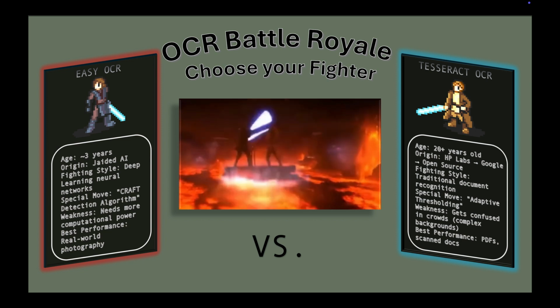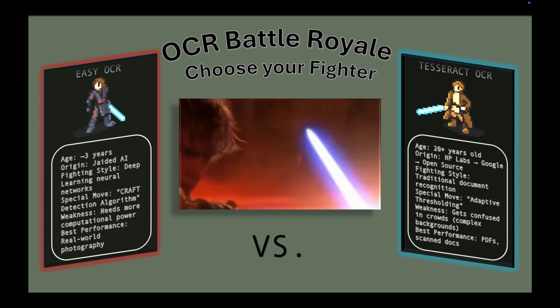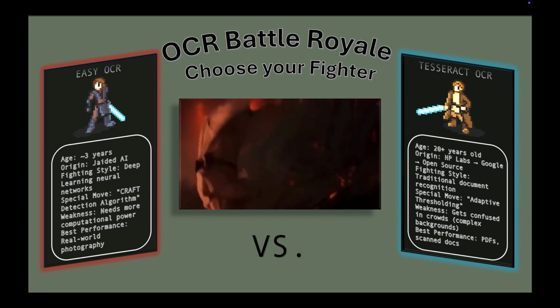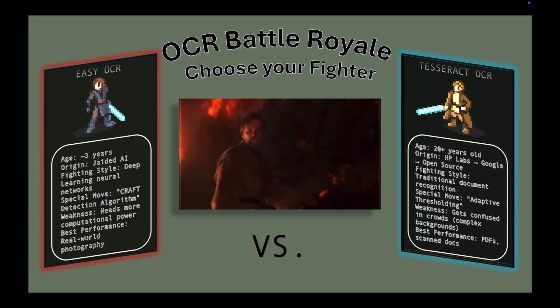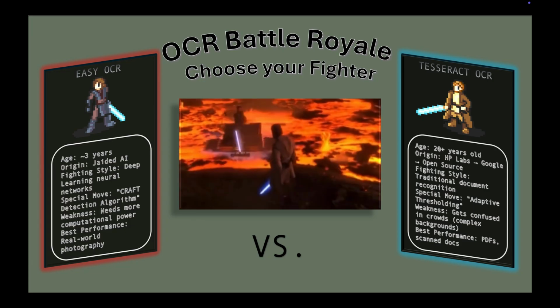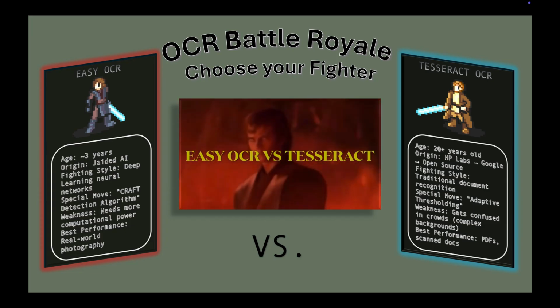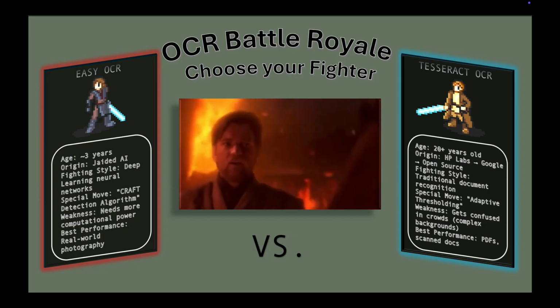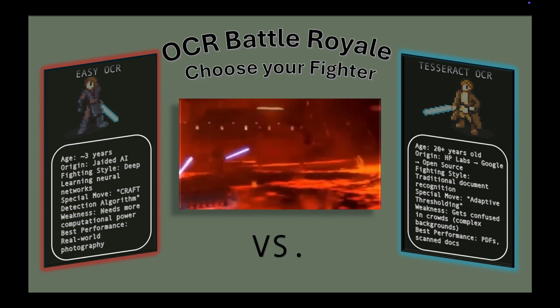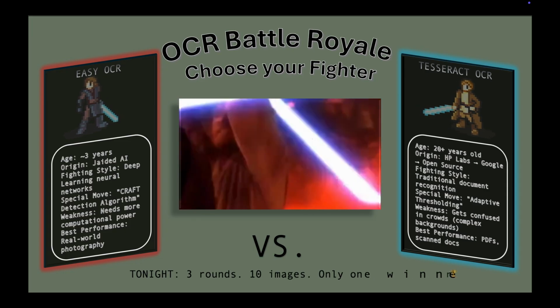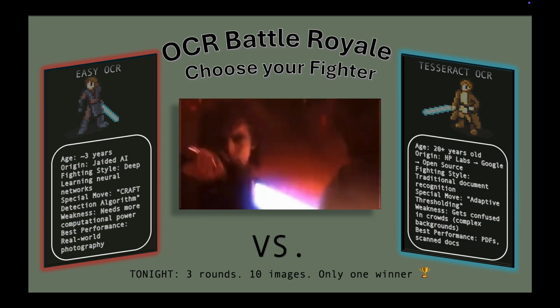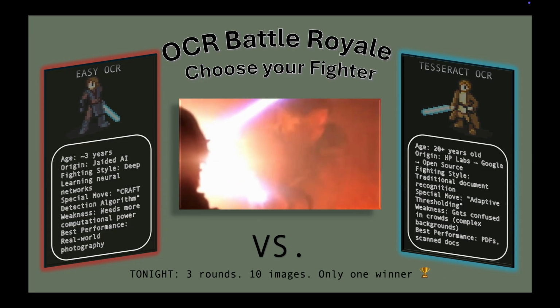In the other corner, we have EasyOCR. This is the young challenger, only about 3 years old. It's built on deep learning, specifically using neural networks trained on tons of real world scene text data. Its special move is the CRAFT detection algorithm, which stands for Character Region Awareness for Text detection. It's designed specifically for the chaos of scene text. The trade-off: it needs more computational power, but we'll see if that pays off.